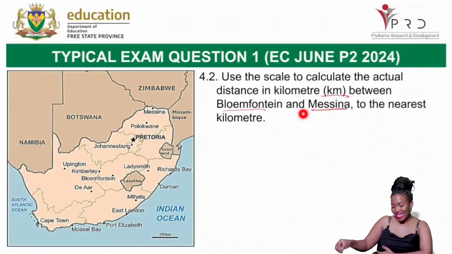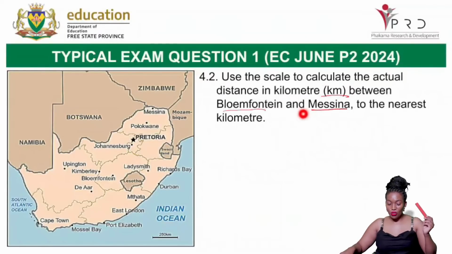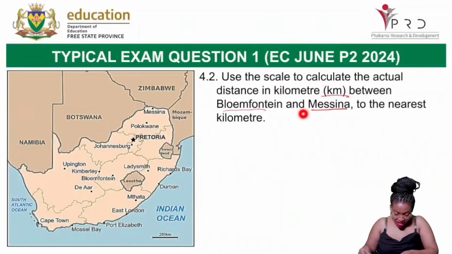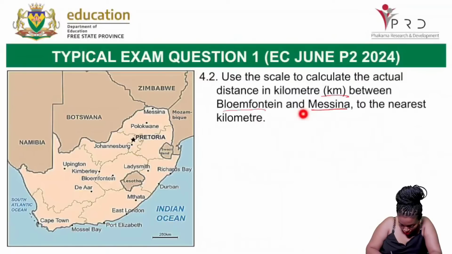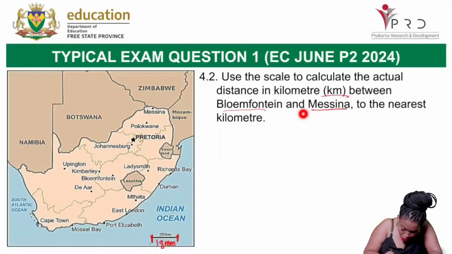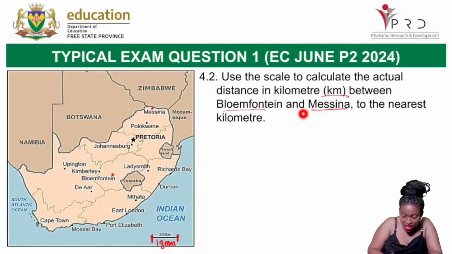Hi, welcome back. Let's continue. So the first thing that you're going to do here, you're going to take your ruler and then you're going to measure your bar. This is what we'll be doing in the exam. You'll measure the bar, the distance from here to there. I measured 18 millimeters. And then you want the distance between Bloemfontein and Messina. With Messina, you don't measure on the word. You measure on this dot. You see this dot? That is the position of Messina. This dot, that is the position of Bloemfontein. You don't look at the writing.